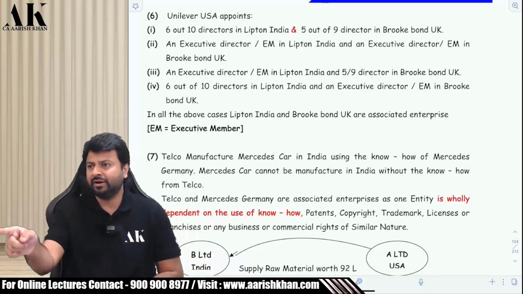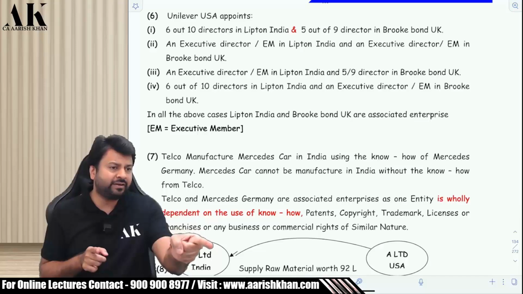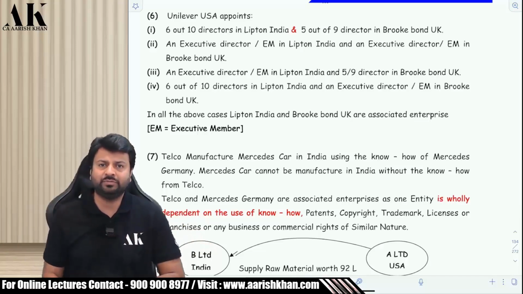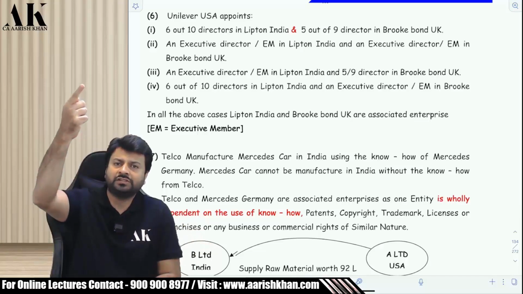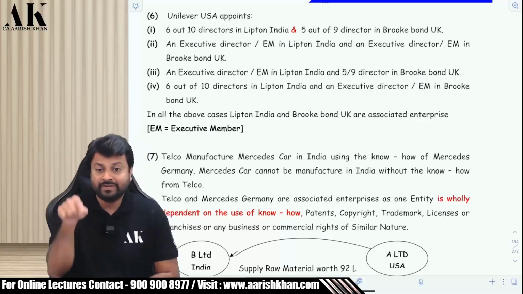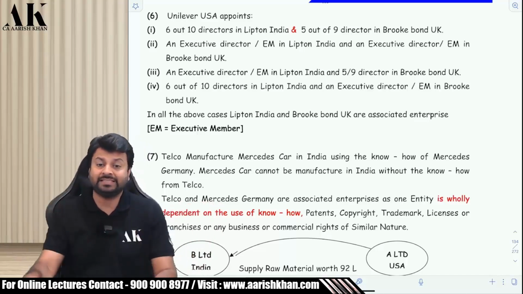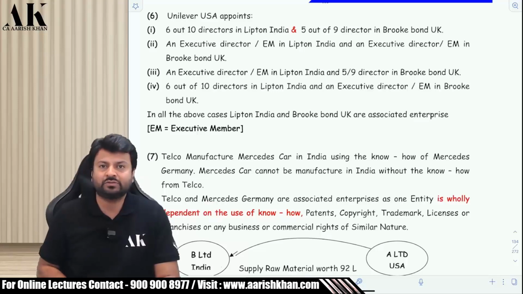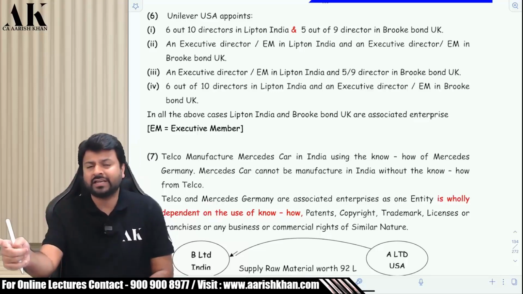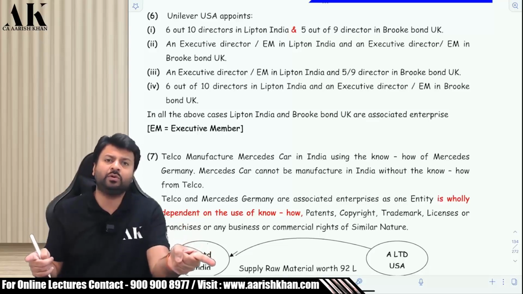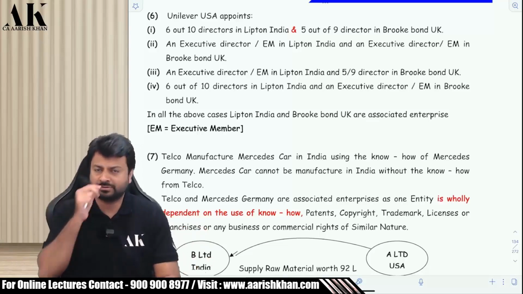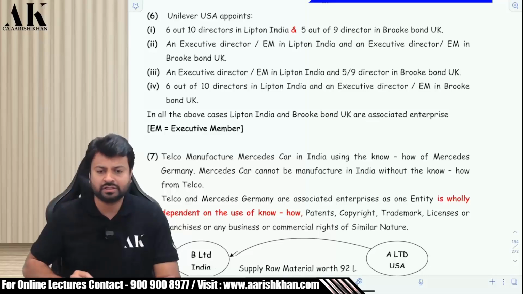Suppose I appoint one executive director of B and one executive director of C, then B and C are also deemed to be associate enterprises. So all the combinations which I told you in the previous example will work here also for B and C, and B and C will be deemed to be associate enterprises. If I appoint one executive member of the governing board of B and one executive member of the governing board of C, then B and C are also deemed to be associate enterprises. All those permutation combinations will work here.